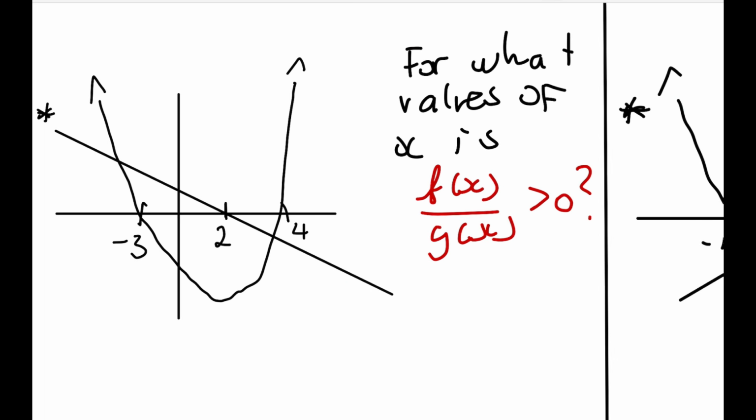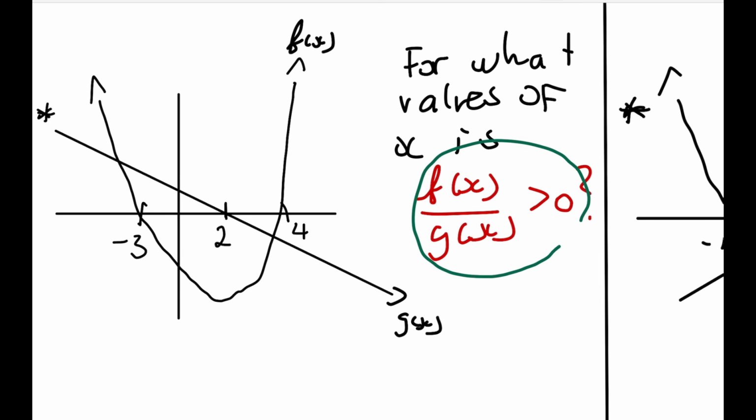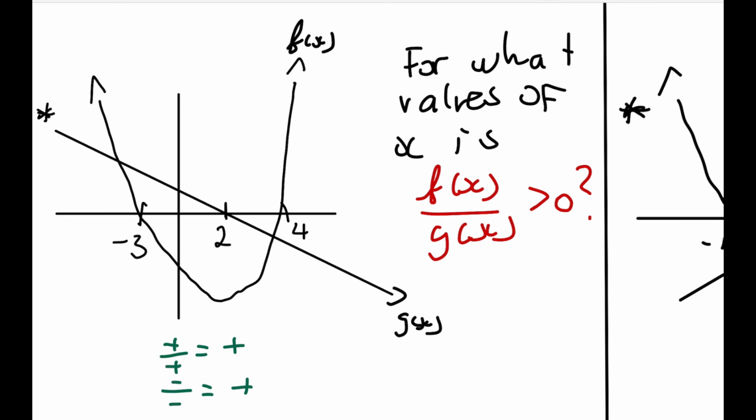Here's another one. We're given two graphs here. Say the parabola was f of x and the straight line was g of x. For what values of x is f of x divided by g of x greater than 0? Much like multiplication, it's only when you have a positive divided by a positive that you get a positive, or when you have a negative divided by a negative that you get a positive. And so here, we're again just looking for where both graphs are above the x-axis or where both graphs are below the x-axis. We have some critical points -3, 2, and 4 here.